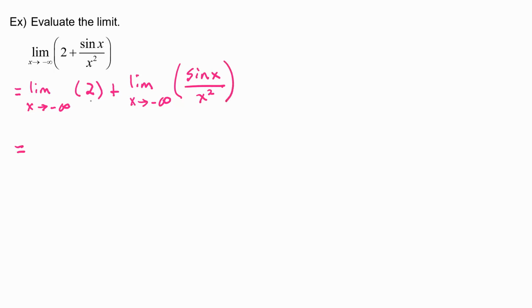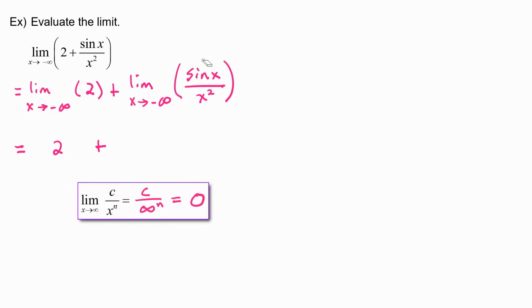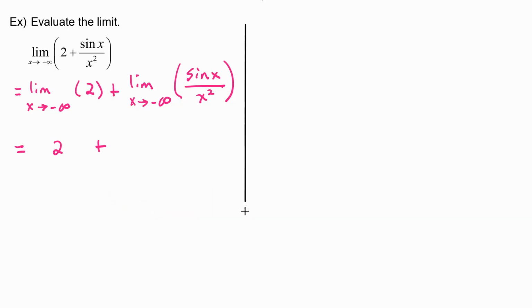Now we know this first limit, because this is a constant, is just going to be that constant, 2, plus, now this limit, we don't know how to evaluate it because the numerator is not a constant. Remember, the rule that we have is if we do the limit at infinity of a constant over x to the n. But since sine of x is not a constant, that rule does not apply. Let's go off on the side here.